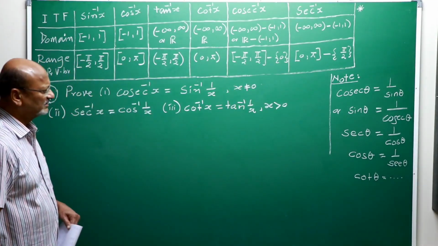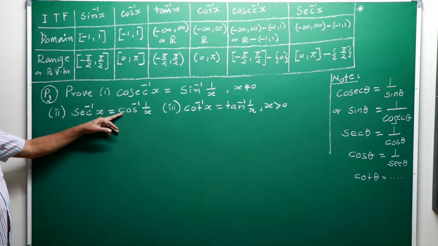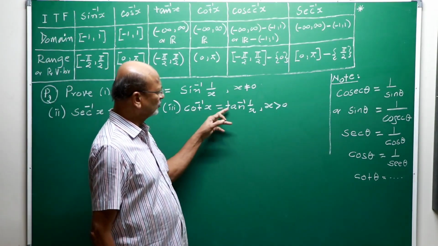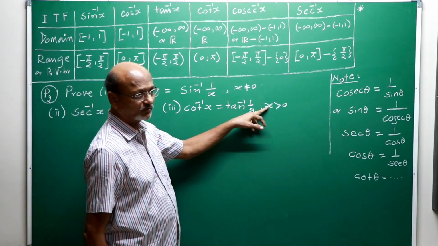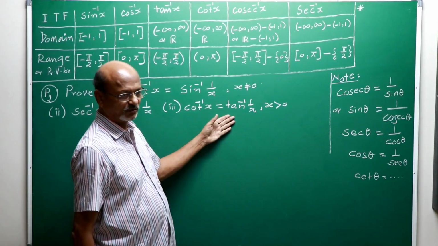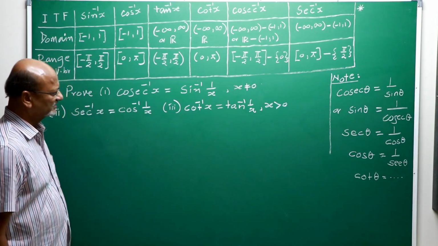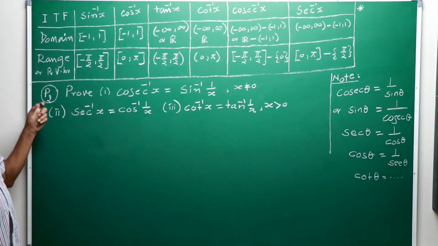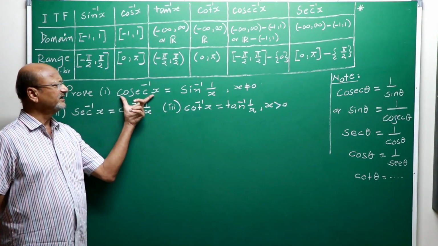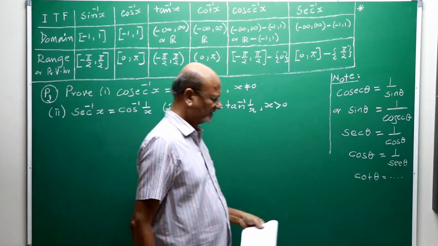Those domains are there. Is it correct? Yes, my friend. Sec inverse x is cos inverse 1 by x. Cot inverse x is tan inverse 1 by x when x is positive. When x is negative, we have a different one: pi plus tan inverse 1 by x. That I will discuss later. Alright, this is the second property, my friends. Again, the same method: let any side, either this side or this side, equal theta. Is it correct? Right.